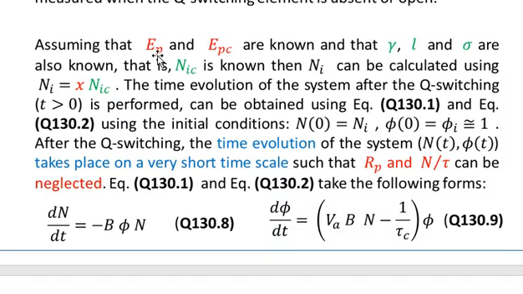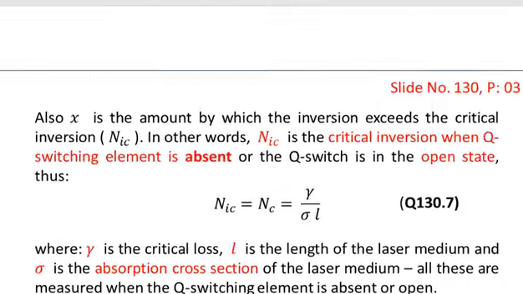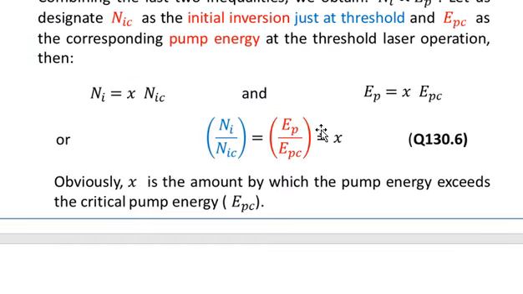That is the pump energy, the maximum value of the pump energy, which has been related to the pump energy at the critical value, as in the previous equation over here. So if we are assuming that EP is known and EPC is also known, it means that X is known.